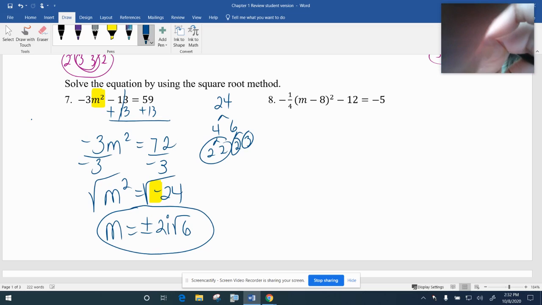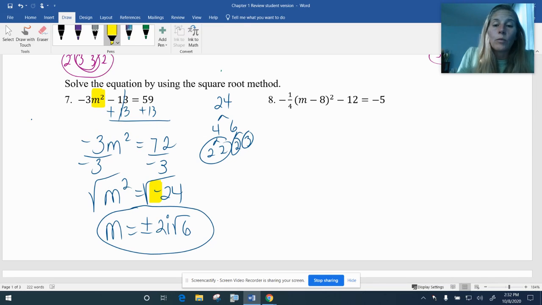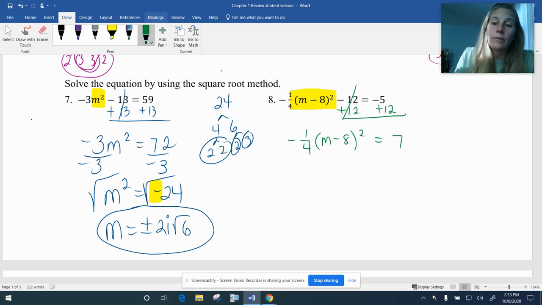Okay, so number 8. On number 8, we want to get this whole binomial squared alone. That way we don't have to FOIL anything or distribute anything. So if we can get this alone, then we can just use the square root method to solve it, which is much easier. So I have negative 1/4 times m minus 8 squared. And on the other side, I have 7.